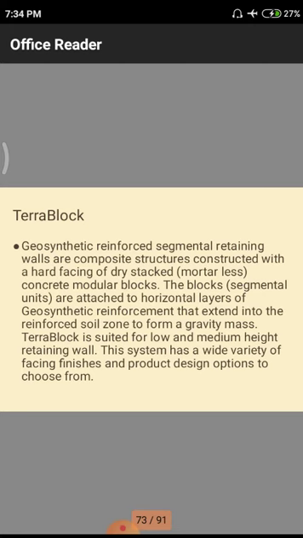And horizontal layers of the geosynthetic reinforcement extend into the reinforced soil zone to form a gravity mass. That means whatever materials we use in the structure will create some additional strength for the structure. Why? Because normally we are using hybrid steel and reinforced mesh walls. Those will give some quantity of tensile strength to the earth retaining structure. In addition to that we are using these blocks, which also give some quantity of additional load, so that those will be very useful.